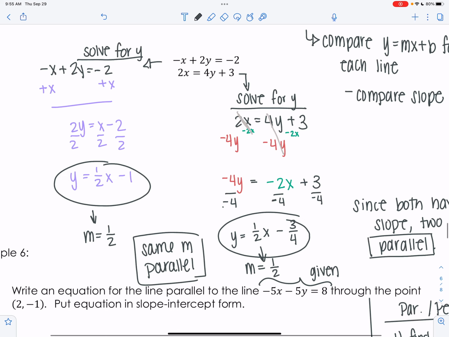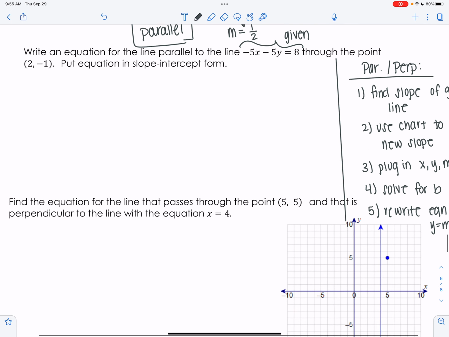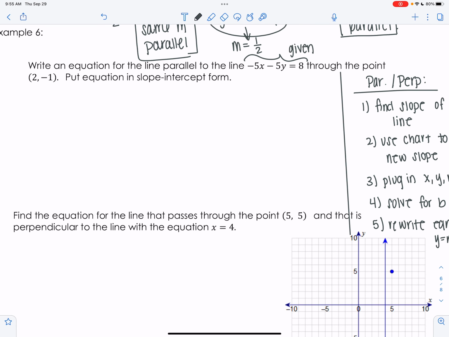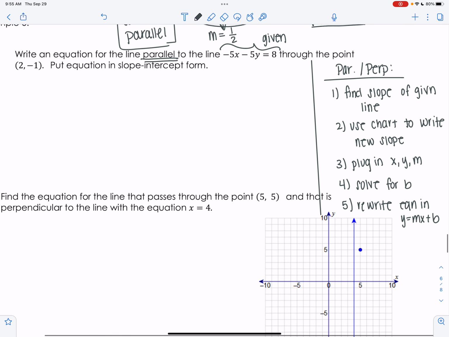All right, next example. Example 6, I've got this problem that says write an equation for the line parallel to the line -5x minus 5y equals 8 through the point 2, -1. Put the equation in slope-intercept form. All right, so over there I've got some steps.